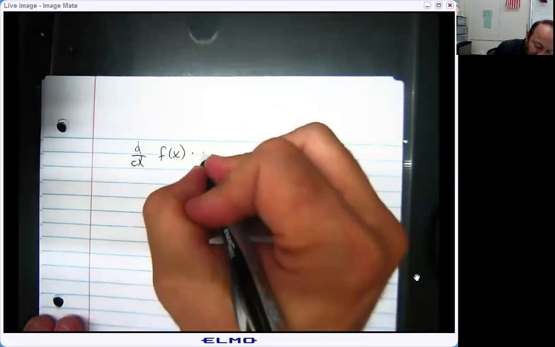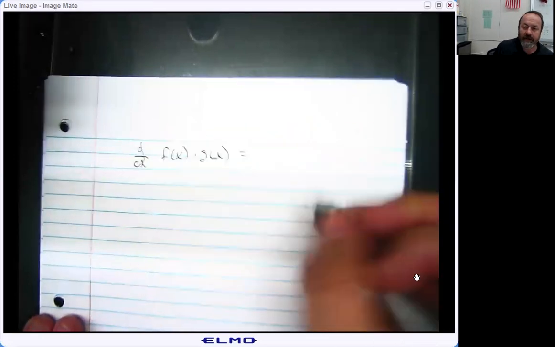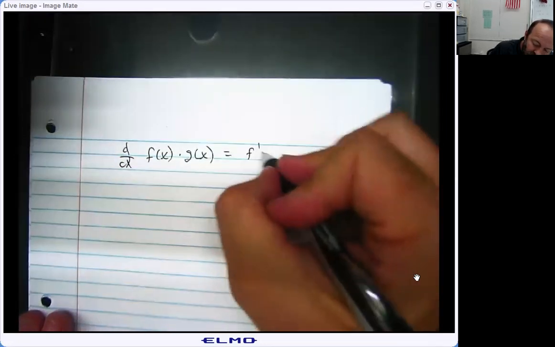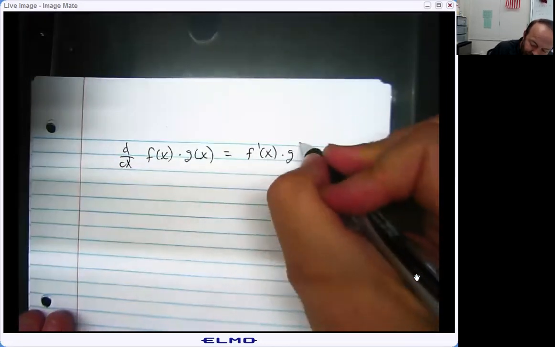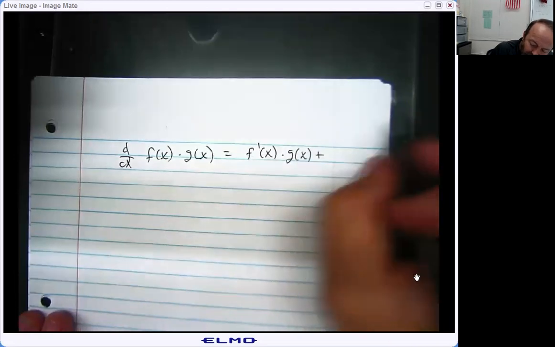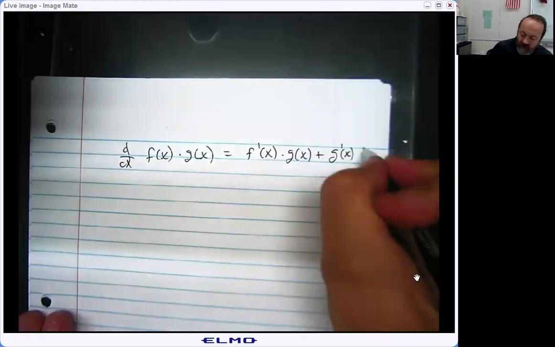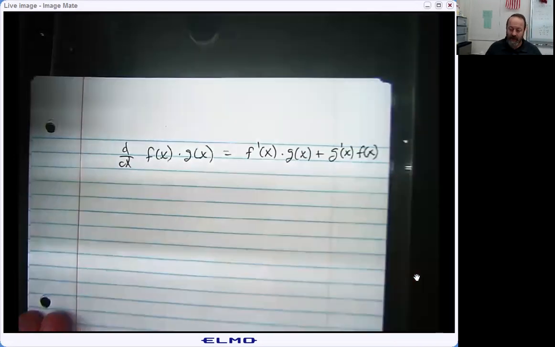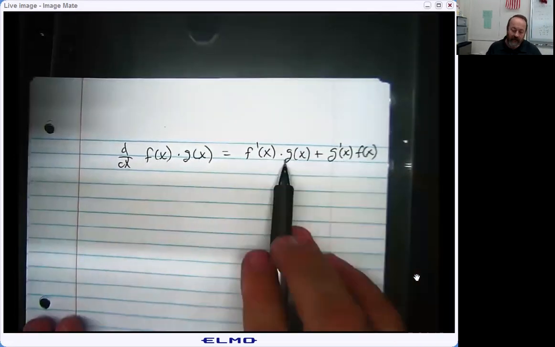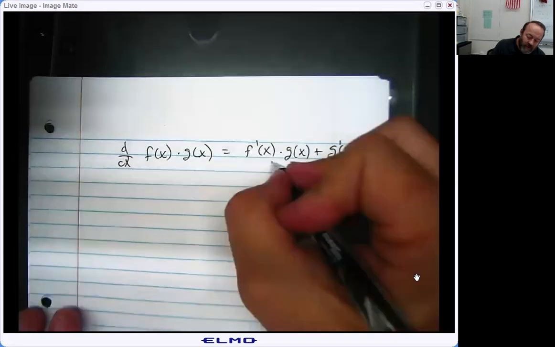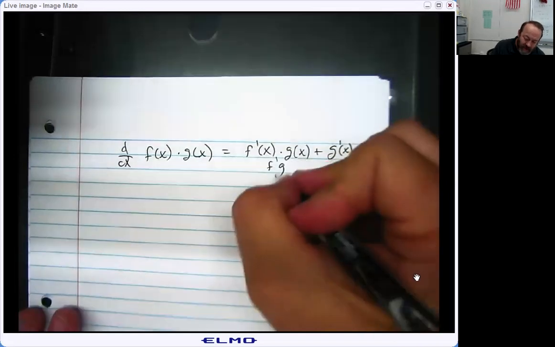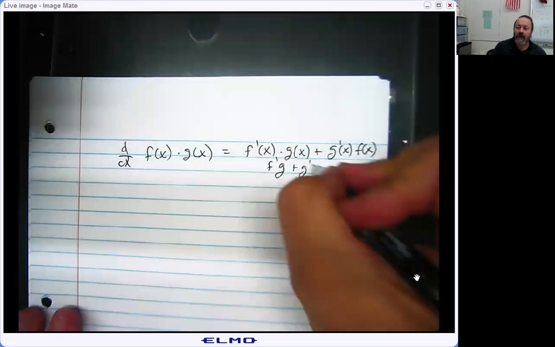Now in class we learned that if you ever take the derivative of the product of two values, what happens is you take f prime g plus g prime f. Now, I actually wrote that opposite. I wrote this first and this second in class, but it's the same thing.